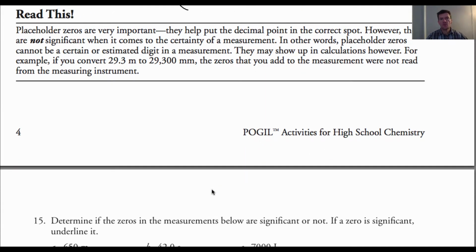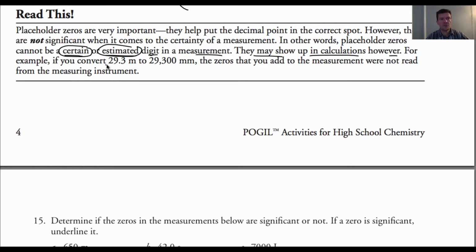They help put the decimal point in the correct spot. However, they are not significant when it comes to the certainty of a measurement. In other words, placeholder zeros cannot be a certain or estimated digit in a measurement. Okay, remember you have numbers you're certain about, and then the last one is the estimated value. They may show up in calculations, however.